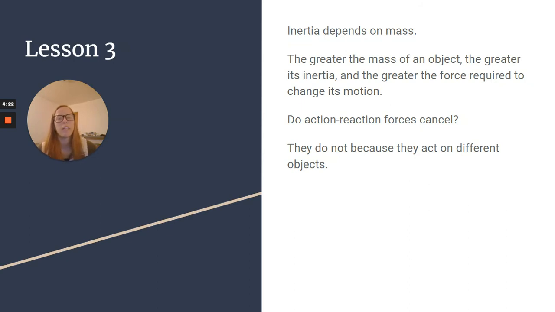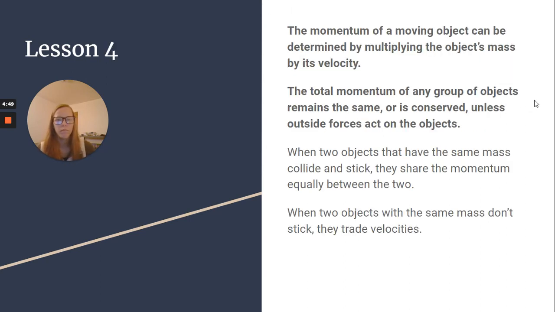Okay, more from lesson 3. Inertia depends on mass. The greater the mass, the greater its inertia, and then the greater the force required to change its motion. And then we have the question, do action-reaction forces cancel? No, because they're acting on different objects. So we have the example of, if you're walking on the ground, you are acting on the ground, but the ground is reacting to you. So they're acting on different objects, so they do not cancel.